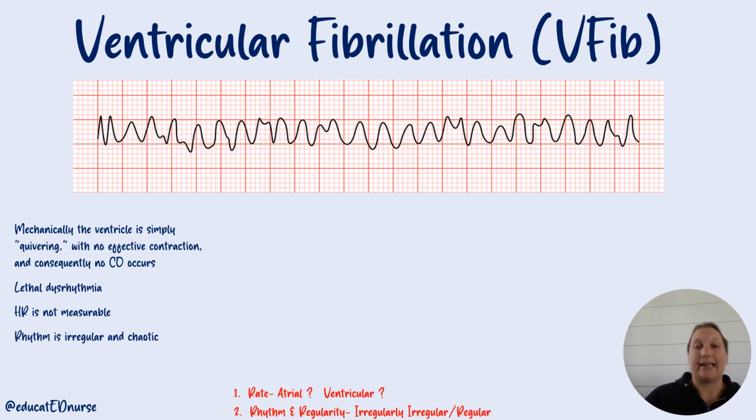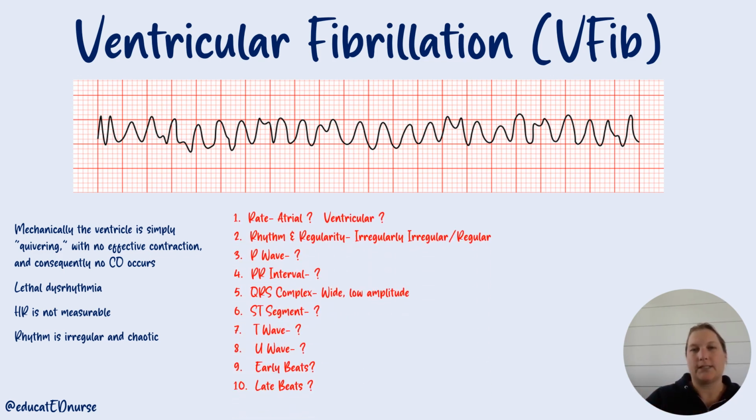Just like Vtach, none of the 10 points to normal sinus rhythm are going to be there. You can't measure the rate. It's not regular, it's irregular. You cannot measure anything else. Mechanically, the atria is not doing anything. And the ventricles, instead of squeezing like in Vtach and trying to get some cardiac output, in Vfib, the atria are not doing anything and the ventricles are just quivering. They're not even squeezing, they're just quivering.